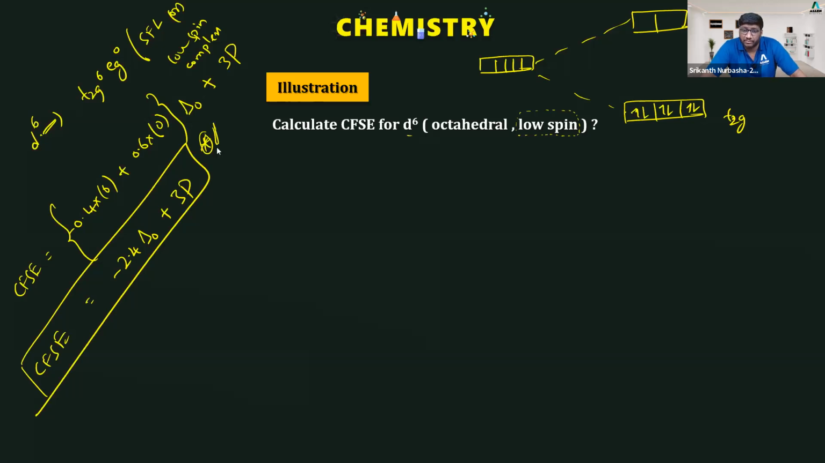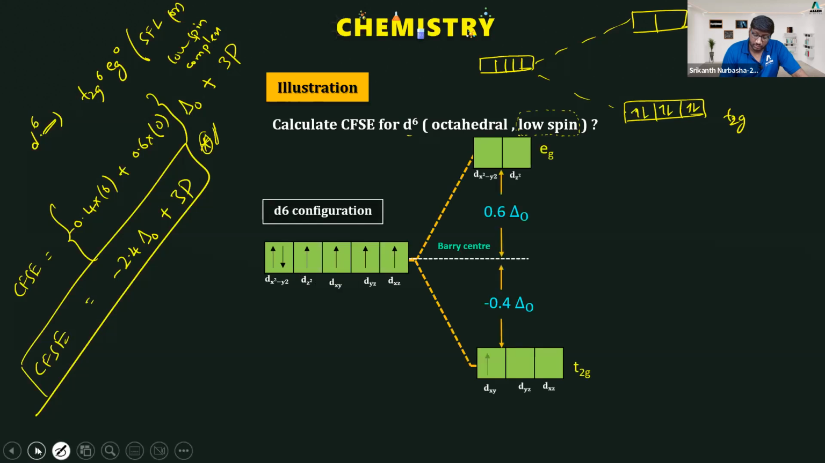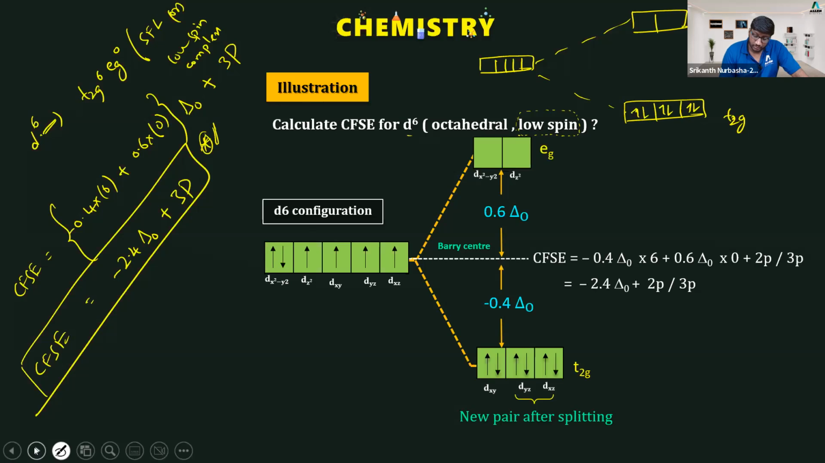Got it, Ayushi? Yes, sir. So low spin means pairing occurred. If you take the reverse, like if you fill the electrons in the Eg, you will be getting a different value for delta naught, which is obviously wrong. So here you consider 3p.